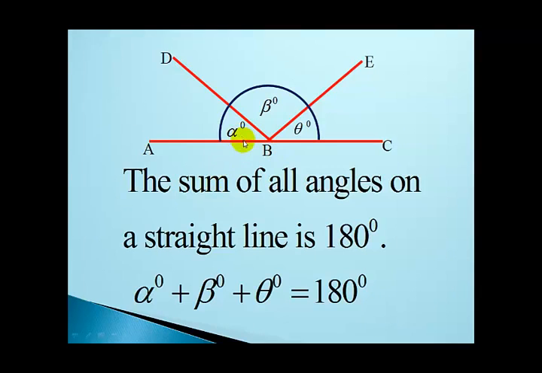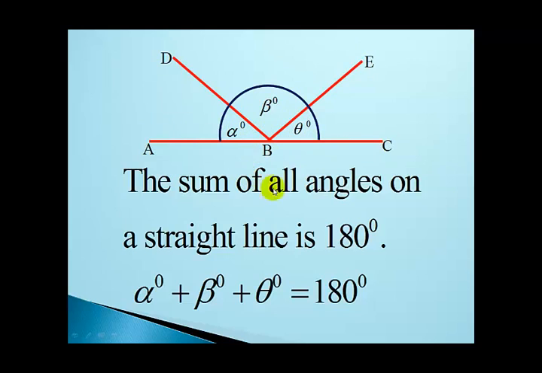Now, considering the figure as shown from the diagram, AC is a straight line. And we have three angles on the straight line. We have alpha degrees, beta degrees, and theta degrees. Angle DBA is alpha degrees. Angle DBE is beta degrees. And angle EBC is theta degrees. These are the three angles on the straight line ABC.